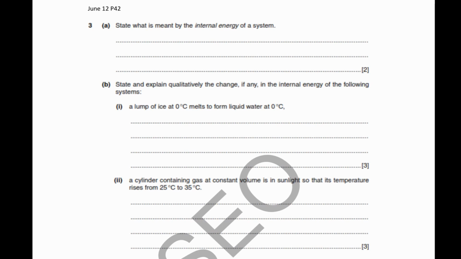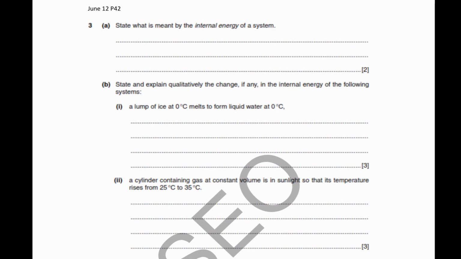Now, part 2, a cylinder containing gas at constant volume is in sunlight so that its temperature rises from 25 to 35 degrees Celsius. So here we can talk about the temperature, which is obvious. Temperature increases, KE increases. Now, what about the separation here? Since it is constant volume, and they didn't mention that this is an ideal gas, we can't assume that it is an ideal gas. There's no PE and stuff like that. We can't assume that. However, since volume is constant, it means that the separation is constant. So we can therefore conclude that the potential energy does not change. The second part will be PE is constant because separation is constant. And then finally, the conclusion, internal energy increases.